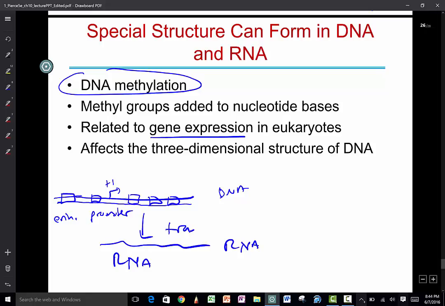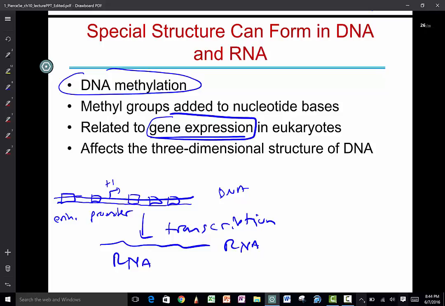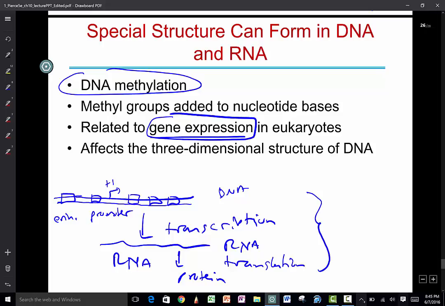this process is transcription. And transcription is the first part of gene expression. So remember we said DNA has to be able to store information, be replicated, be able to mutate, but it also has to be able to be expressed. And then eventually this will become protein. And this is translation. But this whole process is gene expression.